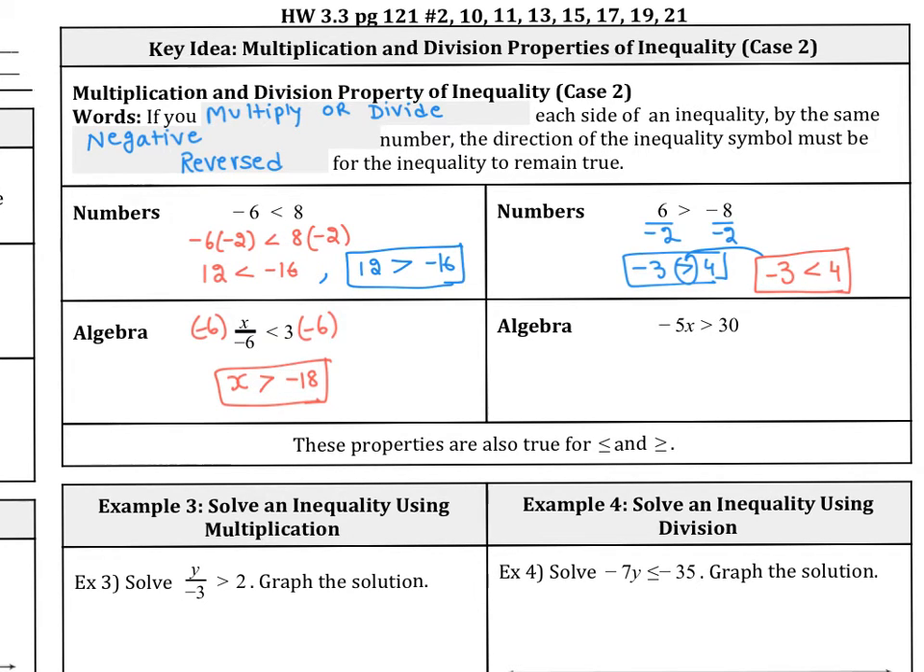The next question is, to solve for x, we are going to divide by negative 5. And you're going to get x is greater than negative 6. But we're going to reverse the inequality. So we're going to erase this one and switch it this way. So x is less than negative 6.